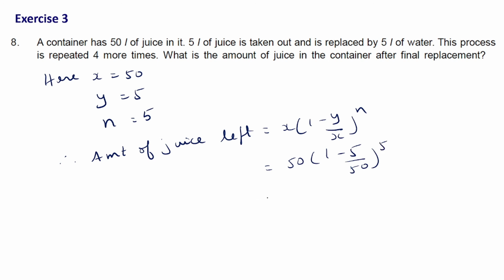So this is equal to, so 5 by 50 is 1 by 10. So 1 minus 0.1 is 0.9. So it is 50 into 0.9 the whole raised to 5. So this is equal to 29.5 liters. So the amount of juice left in the container after final replacement is 29.5 liters.